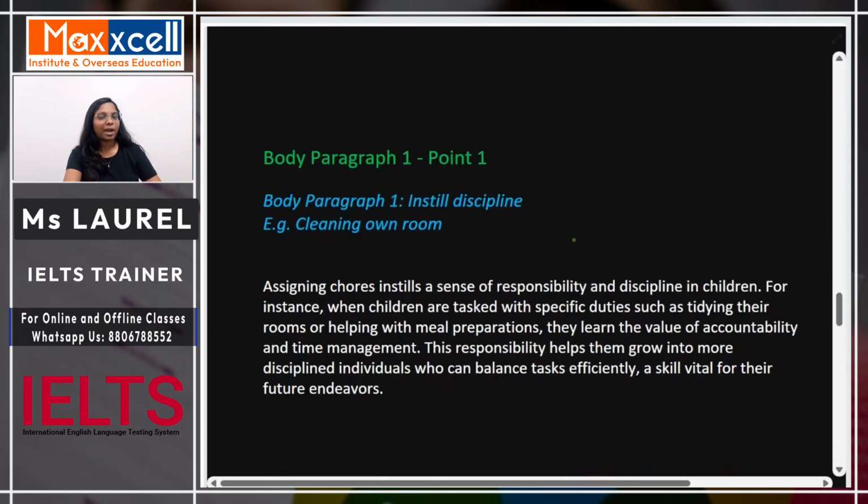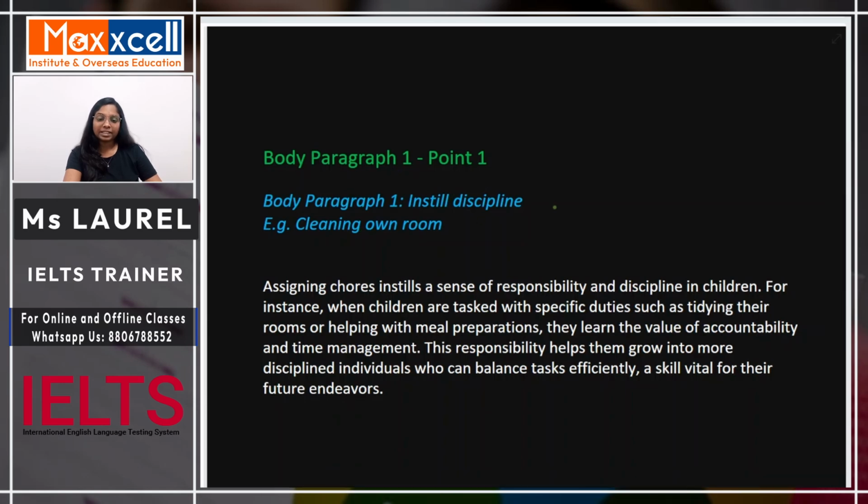So moving to body paragraph 1, the first point that I had made in my plan was that it instills discipline, and the example that I had given was cleaning own room. So here is the paragraph that I have formed from this point. "Assigning chores instills a sense of responsibility and discipline in children. For instance, when children are tasked with specific duties such as tidying their rooms or helping with meal preparations, they learn the value of accountability." Right? So this is my example.